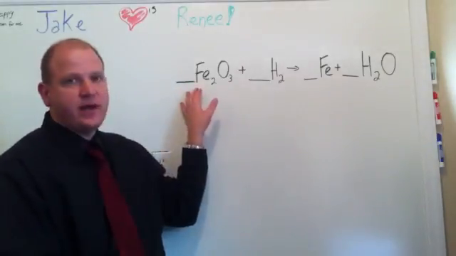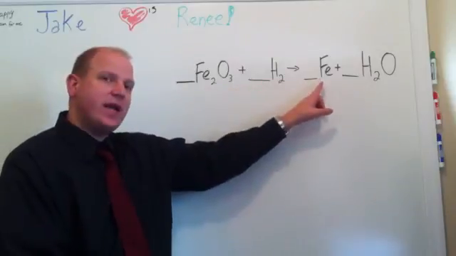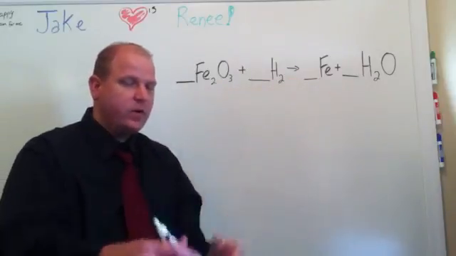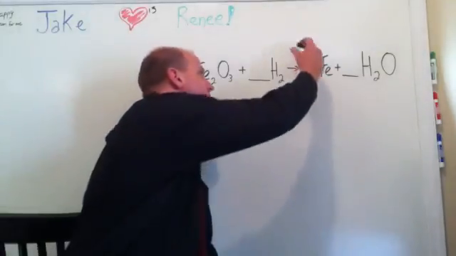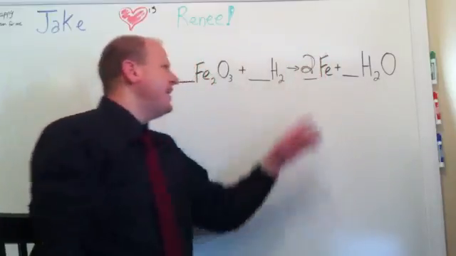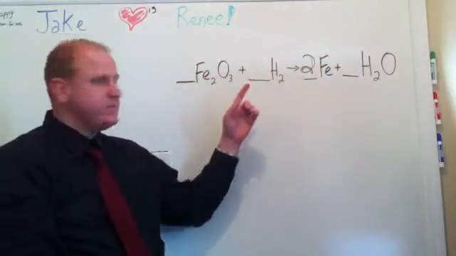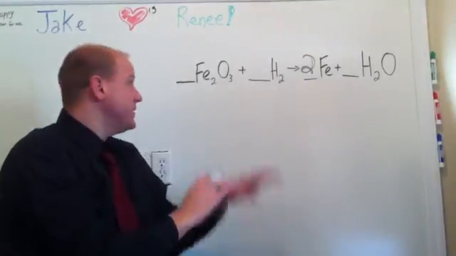Now, right here we have 2 iron molecules on my reactant side. On my product side, I only have 1 iron molecule. So what do I need to multiply that 1 by to get 2? There you go, 2. So I'm going to put 2 iron molecules. And now those 2 are equal. There's no other letters left besides H and O now, so I'm just going to go right down the line.